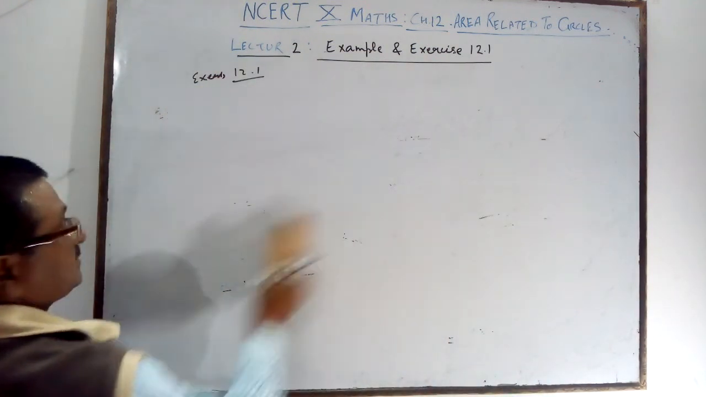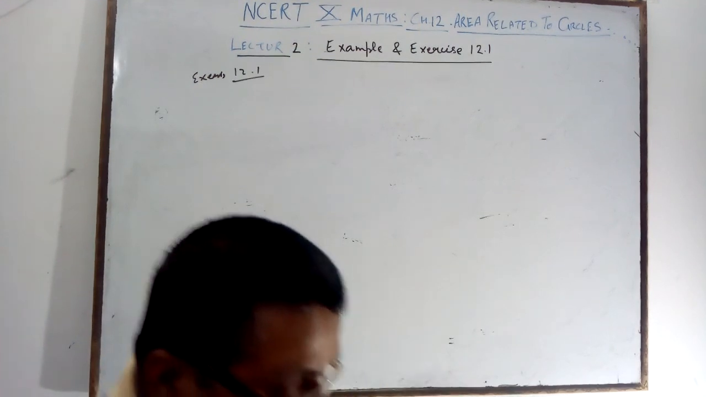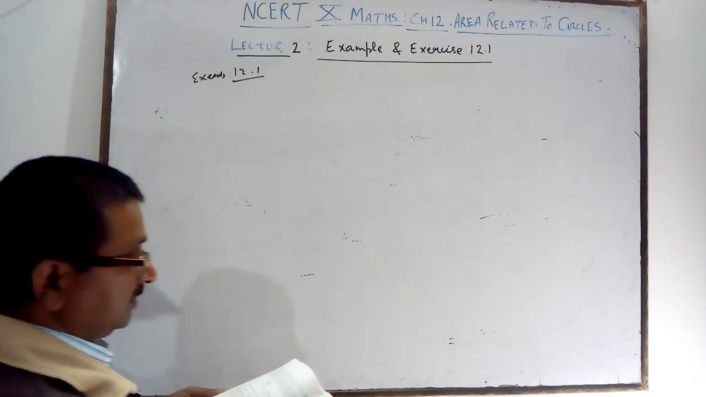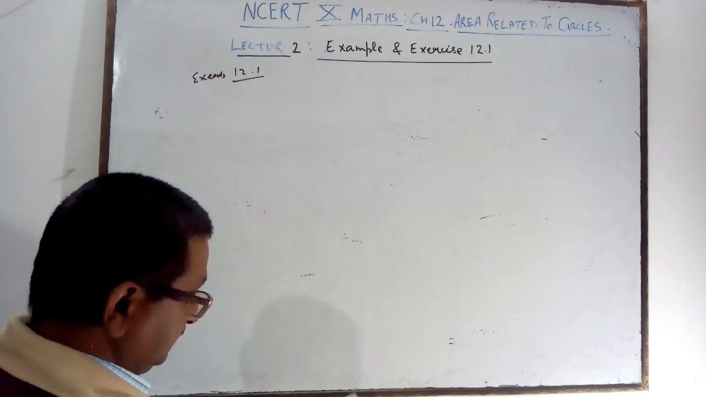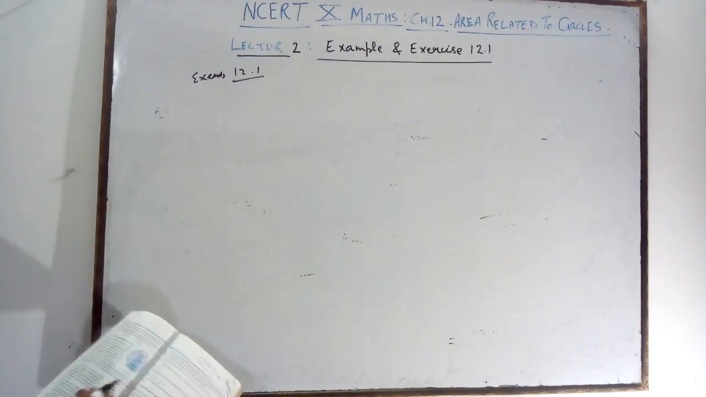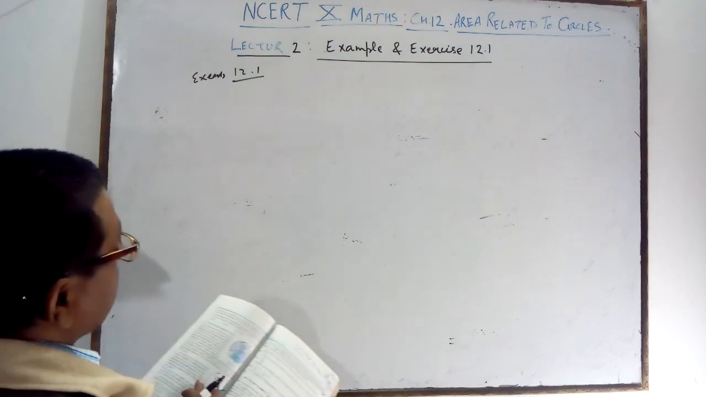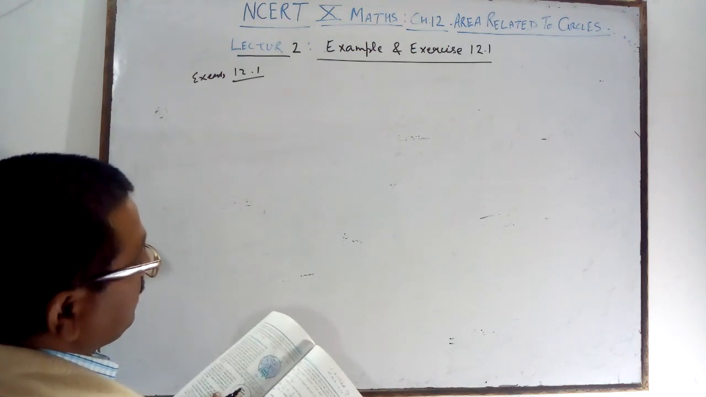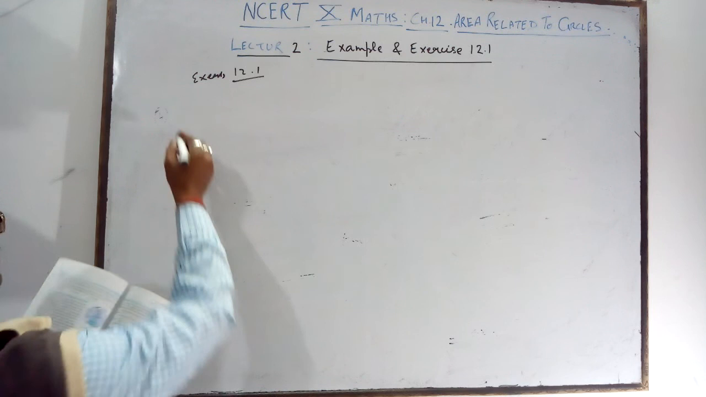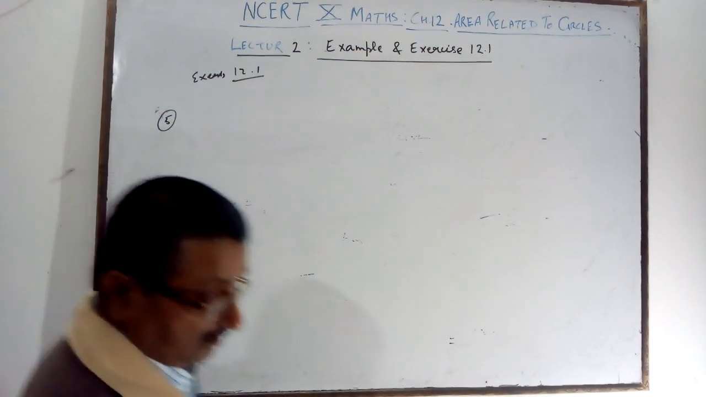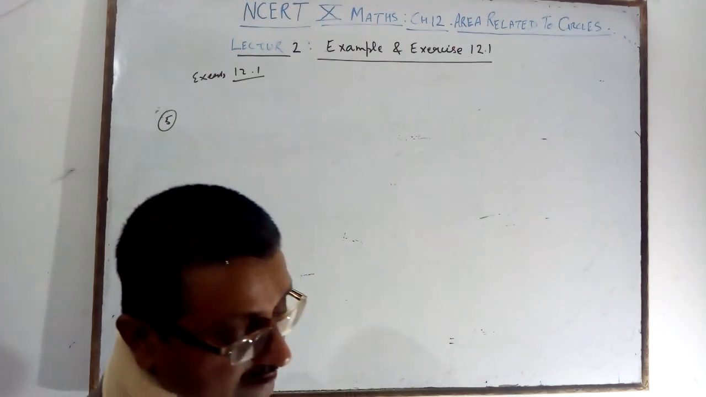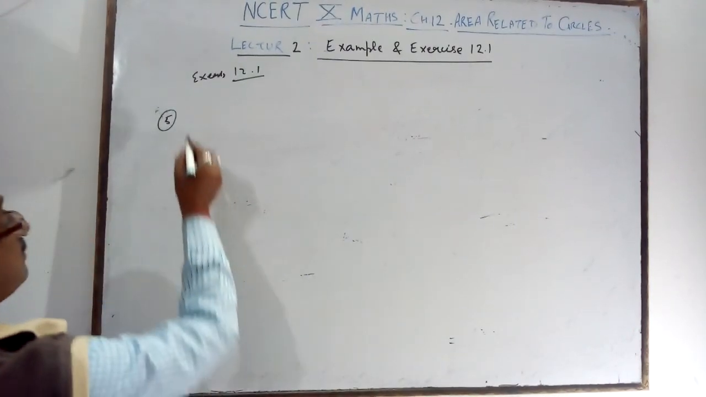Question number 5 is given. Question number 5 of this exercise 12.1. That you will see. If numerically the area and perimeter of a circle are equal, then find the radius of the circle.